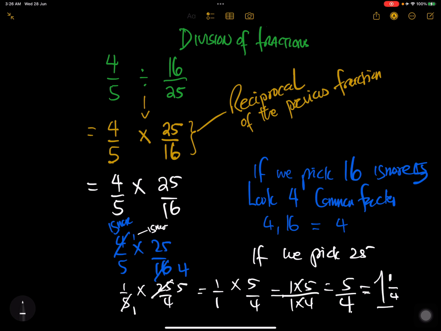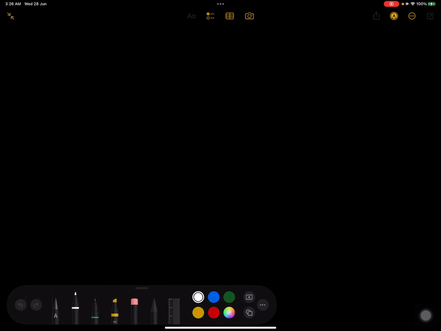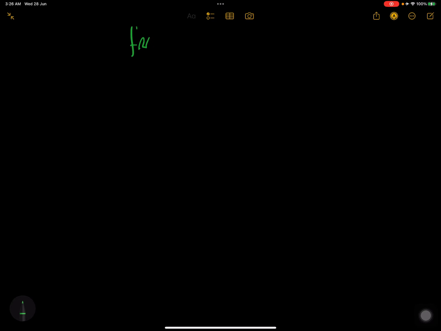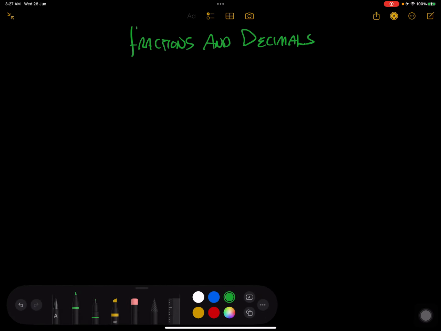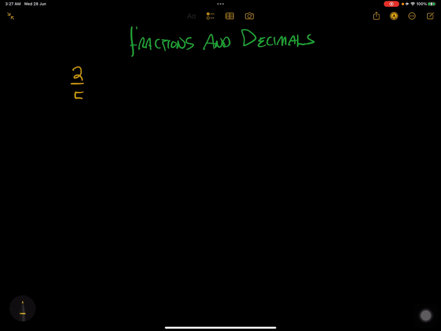So we've looked at what? Addition, subtraction. We've also looked at multiplication. And we've also looked at what? Division. Now we're going to move on and look at how fractions relate to decimals. We're going to look at fractions and decimals.